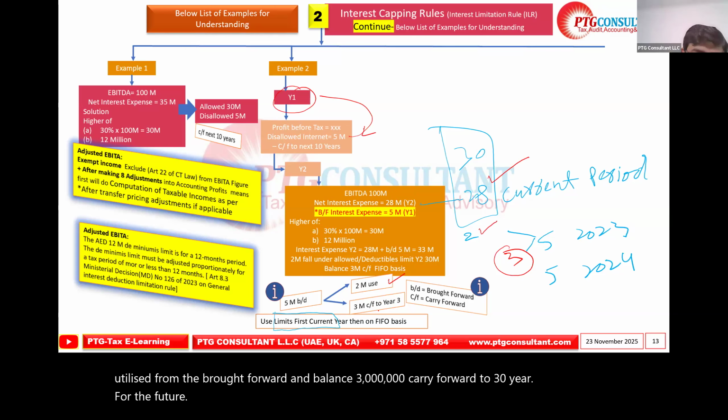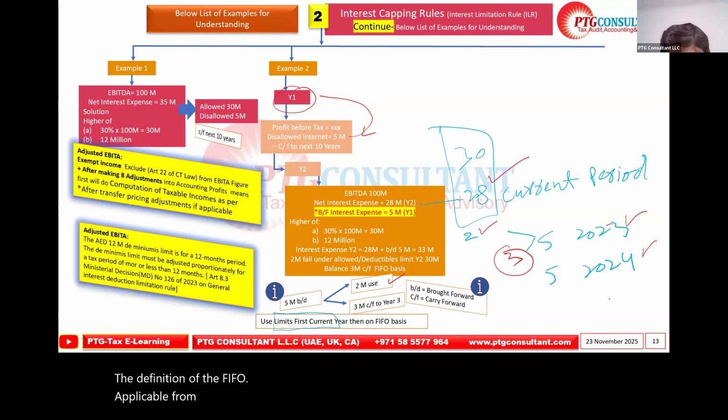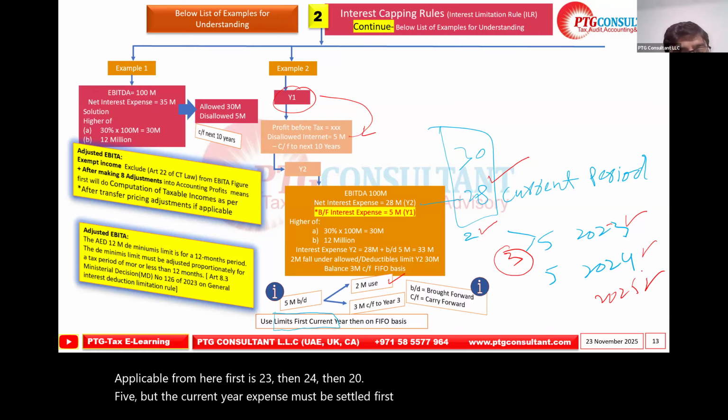The definition of the FIFO is applicable from here. First is 23, then 24, then 25. But the current year expense must be settled first. If the limit is available, then we can adjust the brought forward. If not, then the whole amount will be carried forward.